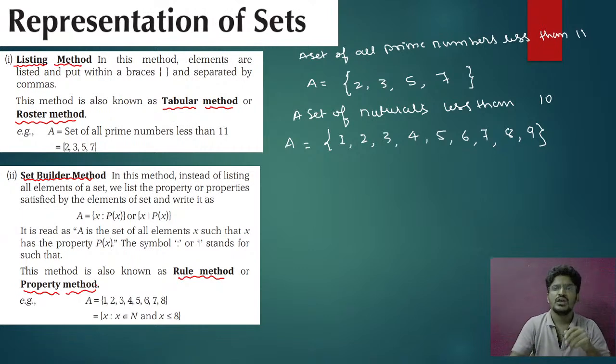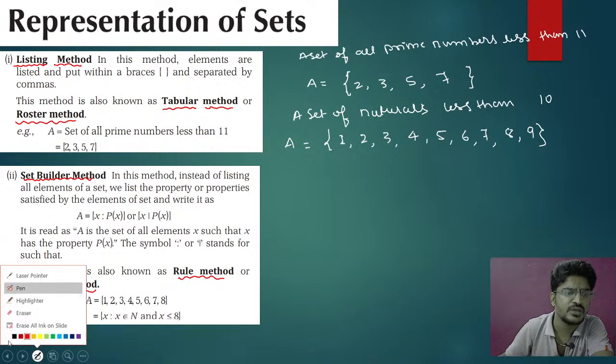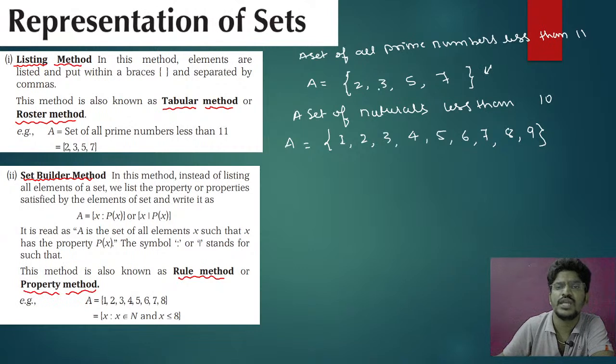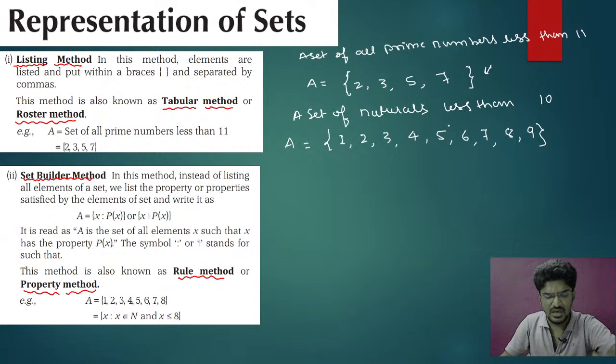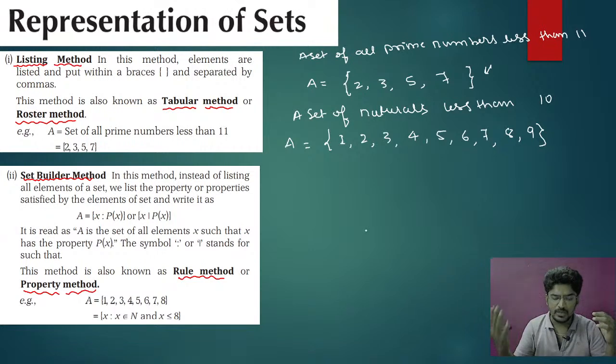What are you going to do here? In the previous concept you list the elements. When you list the elements, they are written within the braces and with commas. But in the rule method, set builder method, or property method, within the braces you have to write the rule, or the definition, or the property.